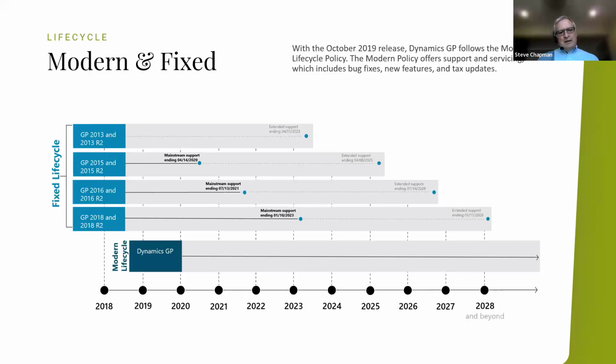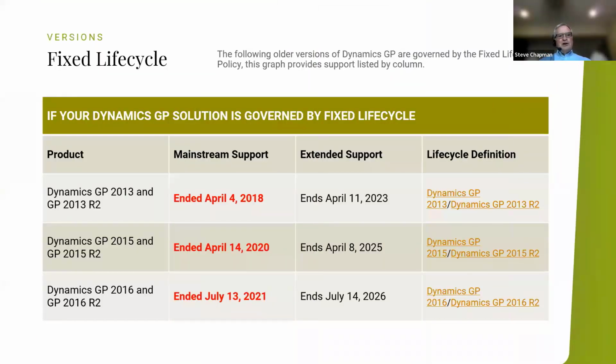So what does that mean? Let's go to the next couple slides here. This one I just want to show again because GP 2013, 2015, and 2016 are out of support right now. They're out of mainstream support, and they've got extended support that you can see on the screen there. 2018 is almost out of support.